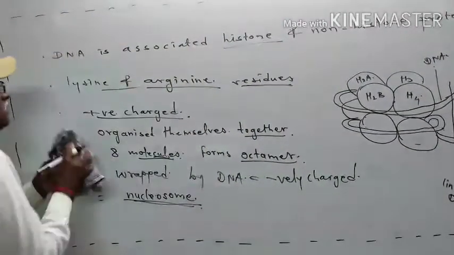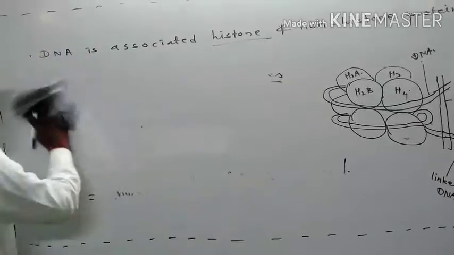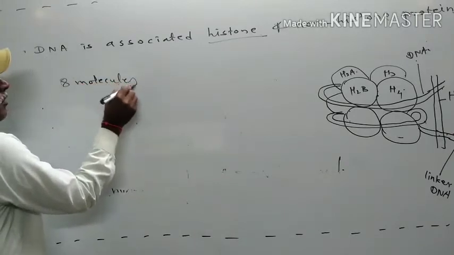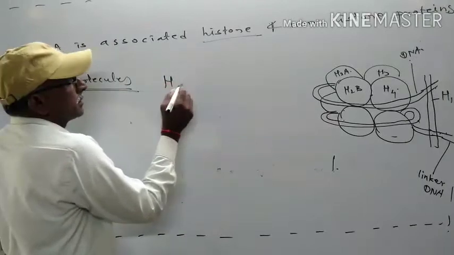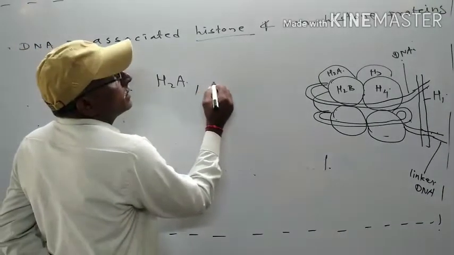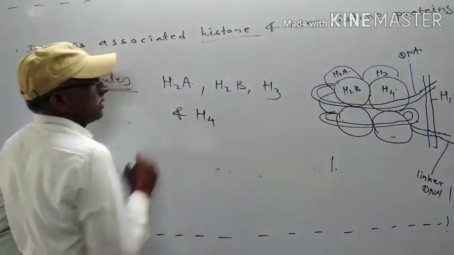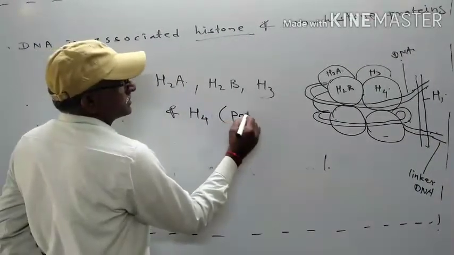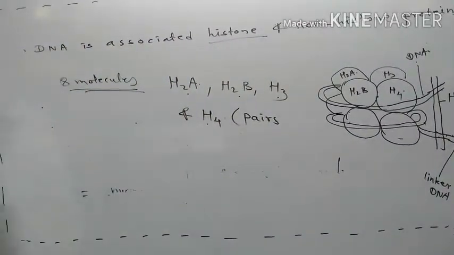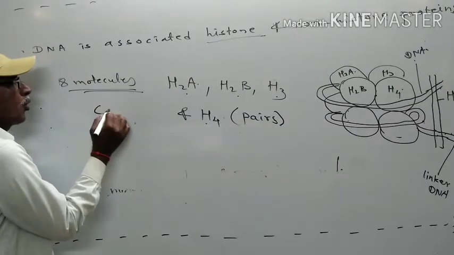The nucleosome consists of 8 molecules of histone, that are H2A, H2B, H3 and H4, and all of these are present in pairs, meaning 2 H2A, 2 H2B, 2 H3 and 2 H4. In all there are 8. So these 8 molecules come together and form the main core of this structure.